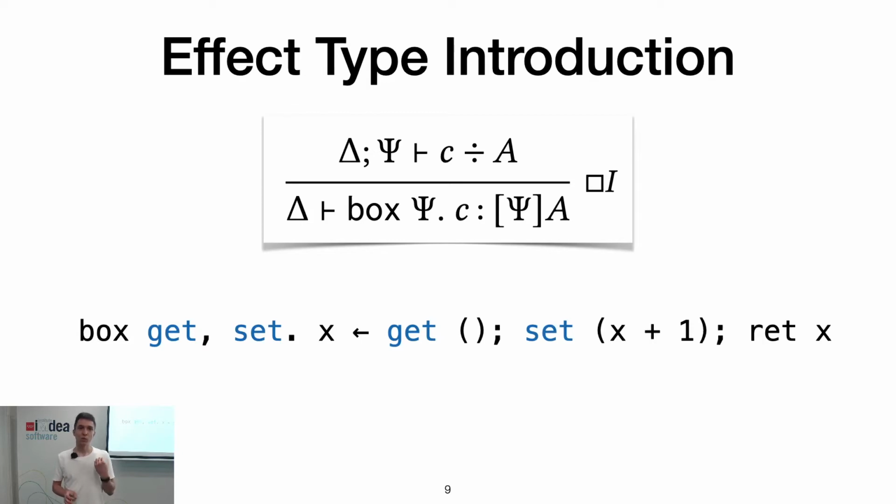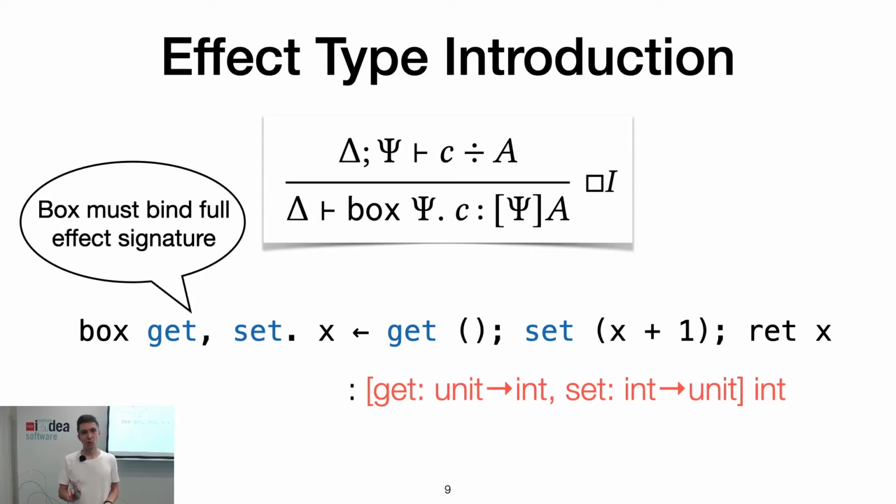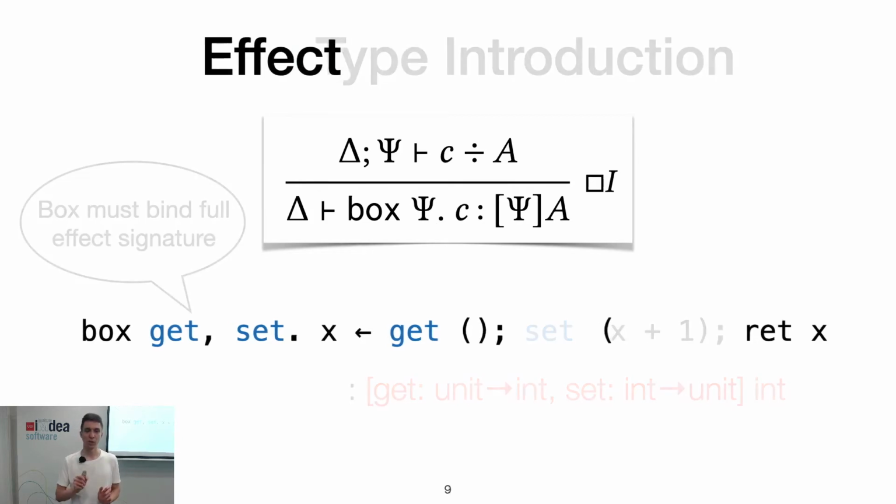Now, to make it into a box type, we say box get set, and then we repeat the Tinker program. This way, we construct the model type. Note that this box must actually bind the full signature of effects. If we say get and set, there is no other effect that we can use in that program. But let me show you.